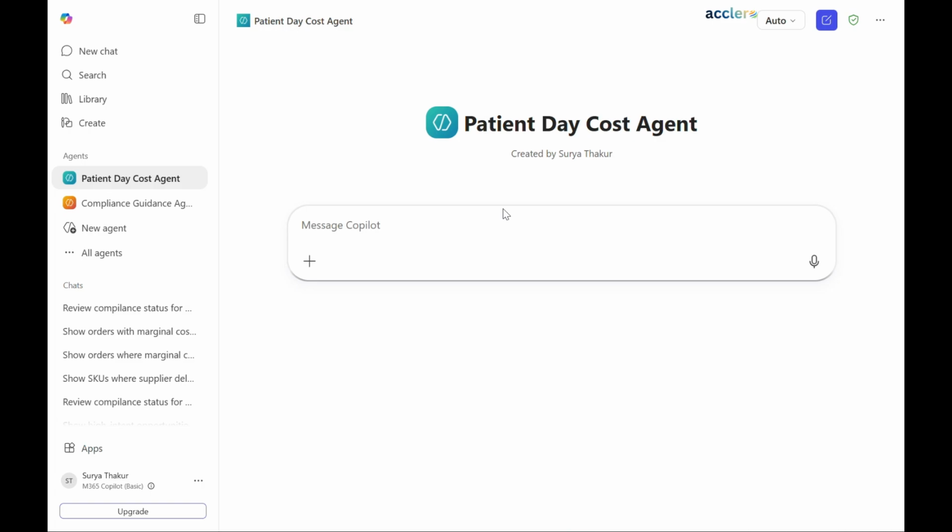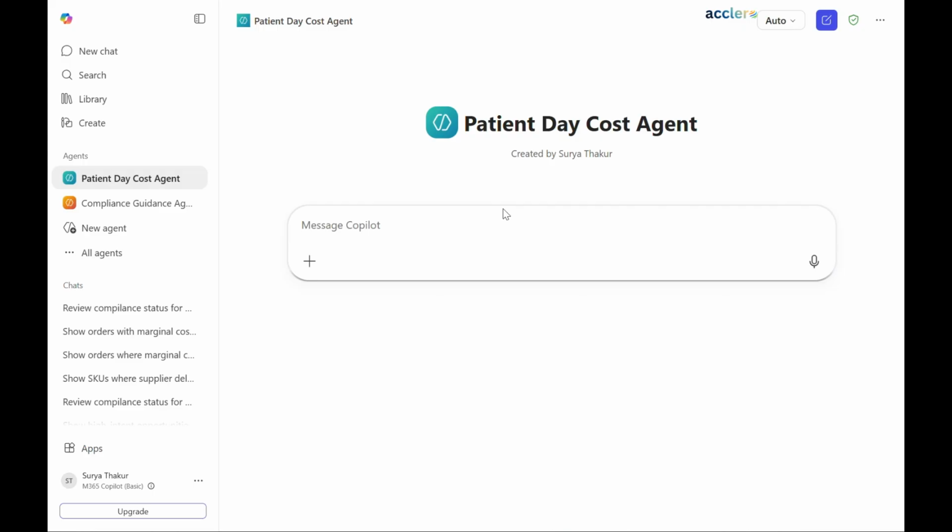Everyone, this is Patient Day Costs Guidance Agent. Here it helps to monitor real-time hospital operational signals and guide supervisors to early staffing and resources decisions that reduce cost per patient day without compromising care quality.